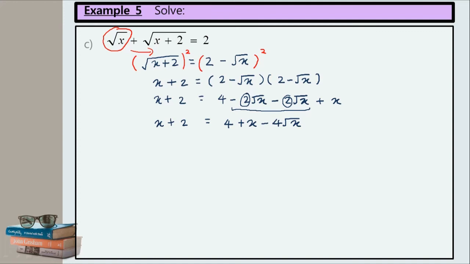Kumpulkan yang ada set dekat sebelah kiri dan yang tak ada set dekat sebelah kanan. So now we have 4 √x equal to 4 plus x minus x minus 2. And then simplify, we will get 4 √x equal to 4 minus 2, 2, x minus x, done. So √x is equal to 2 over 4. So 2 over 4, 1 over 2.